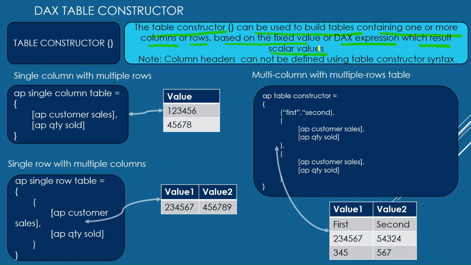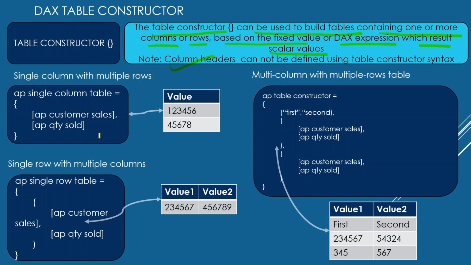So whenever there is a requirement to create a single column, single row table, or a multi column, multi row table, then with the help of a table constructor, we can create that kind of table. And the values can be populated in those columns. Maybe those values are fixed values, or those values can be generated with the help of a DAX expression which results in a single scalar value. Here, the column header cannot be defined in a table constructor. So this is one of the demerits.